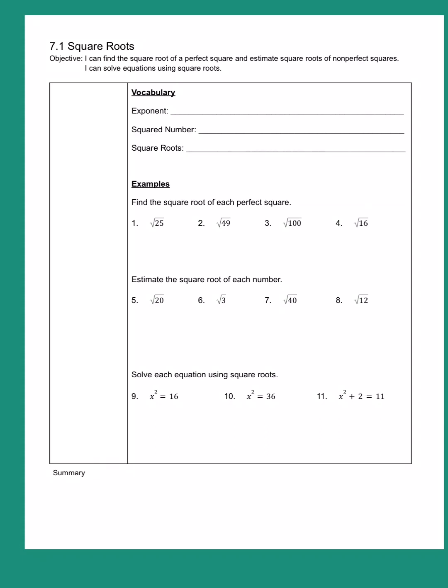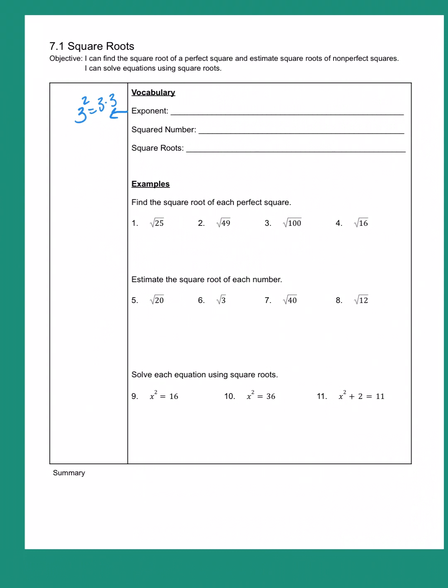For lesson 7.1, we are going to talk about things involving square roots. So to start, let's review some vocabulary. If we have an exponent, and we can draw an example over here, if I have 3 to the second power, this means 3 times 3.